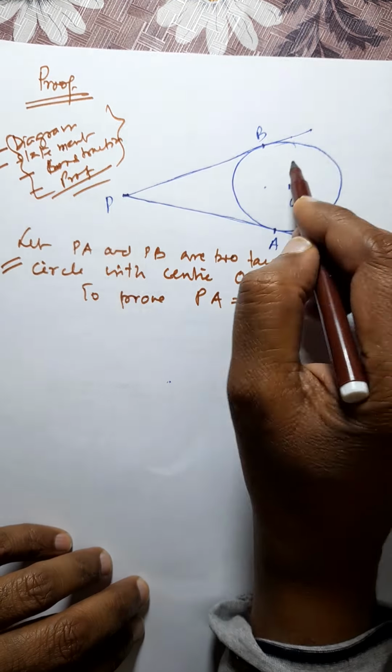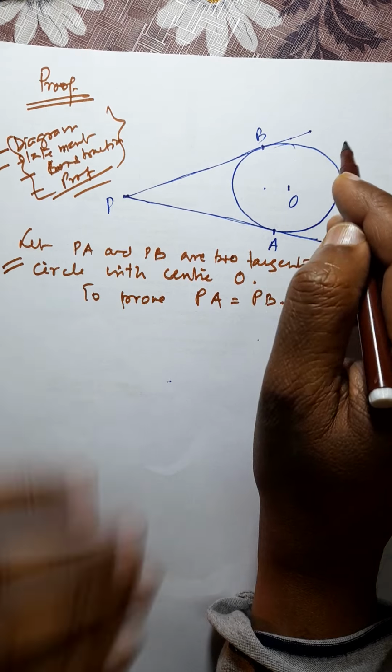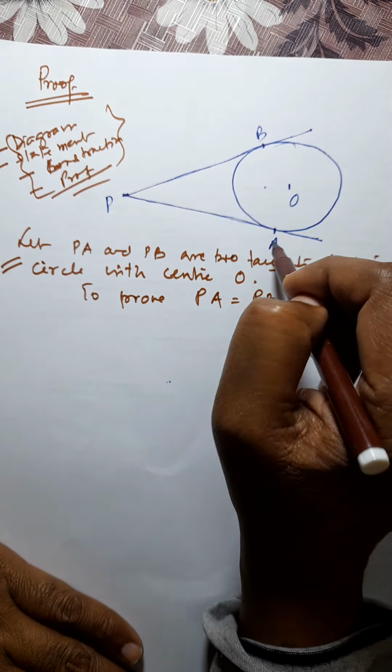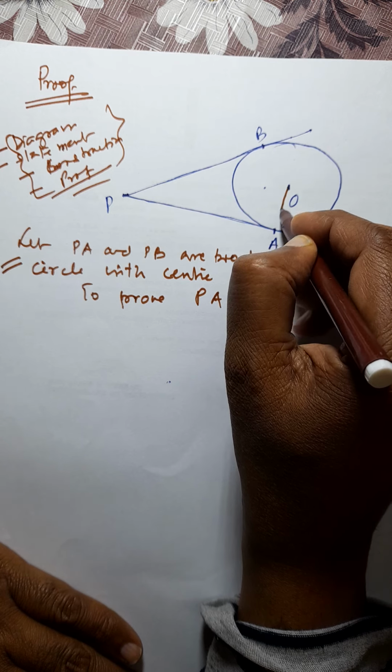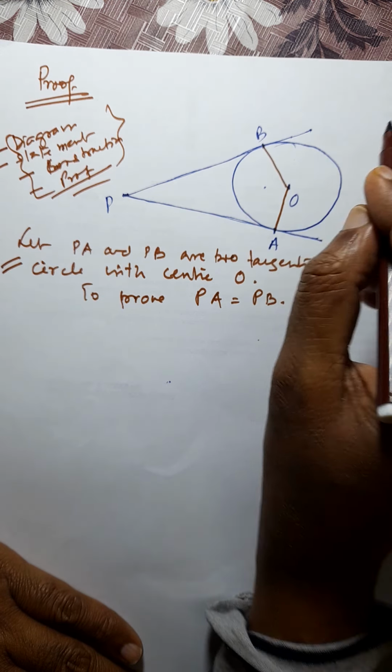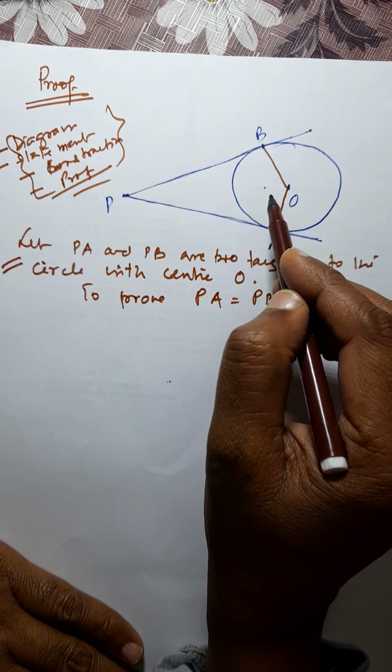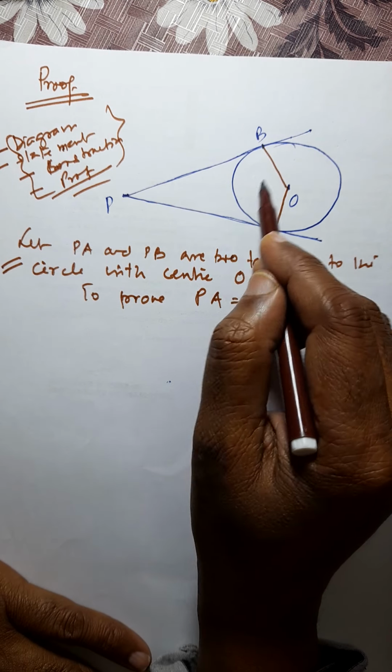For this, nothing we are getting to prove these two sides PA and PB equal. For this, we need to construct. What do we need to construct? We will join O with A, O with B. Then we will get a quadrilateral. From here also, you are not getting anything.